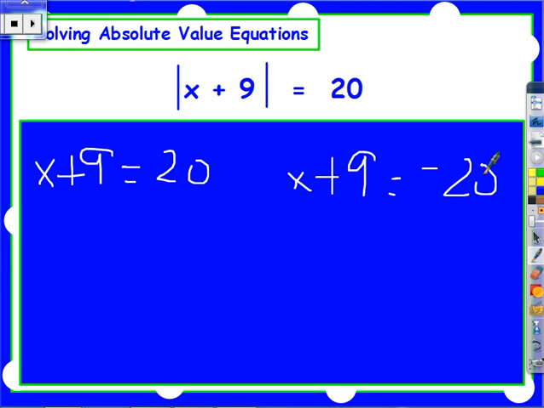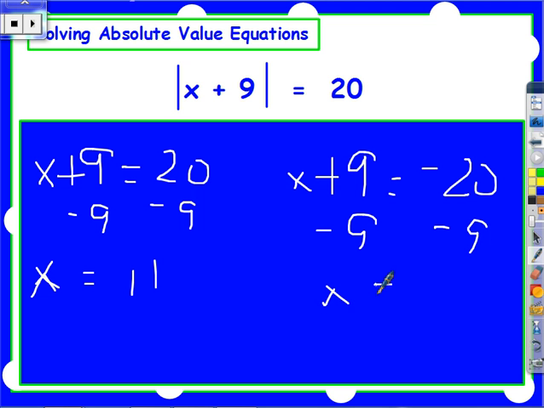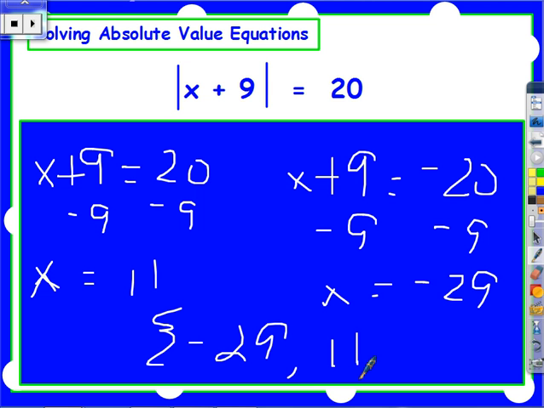So if I work the left, I'm going to subtract 9. I get x equals 11. And then on the right hand side, I'll subtract 9 and I get x equals negative 29. I write my answer in curly braces. From least to greatest, I get negative 29 and 11.